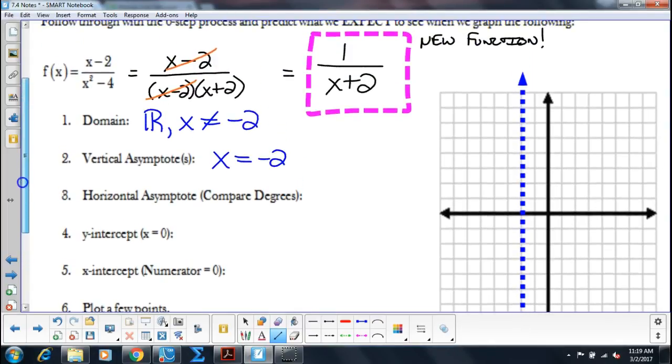So then we can now find the horizontal asymptote of our new function. What's the horizontal asymptote of our new function? Y equals 0, because the degree on top is 0, the degree on the bottom is 1. So we're in a bottom bigger than top case. So that's y equals 0. And again, that one goes on as a dashed line.